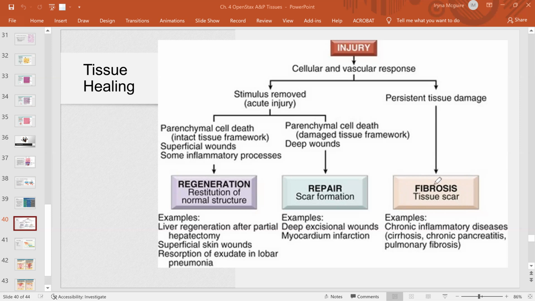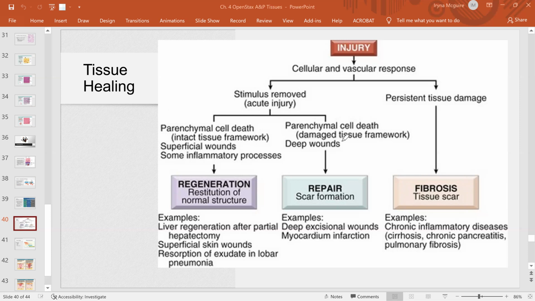So examples of fibrosis would be chronic inflammatory diseases like cirrhosis, chronic pancreatitis, pulmonary fibrosis. Now, if we do not have persistent damage, if we have acute injury and the major cells may be dead, right? But the framework of tissue is still intact. Or when we have damaged tissue framework. Now, an example of the type of wound when you still have your tissue framework intact will be superficial wounds.